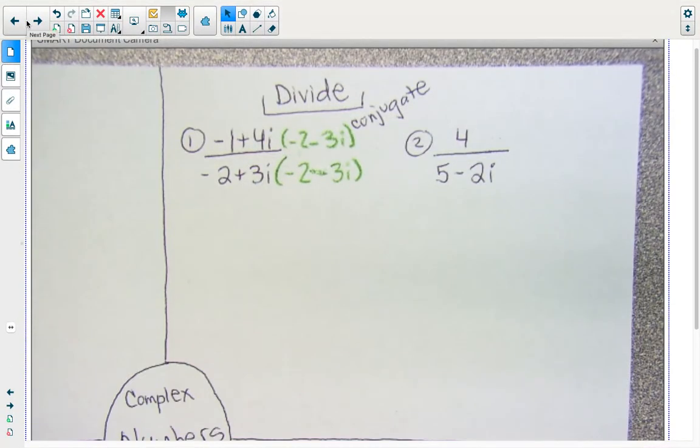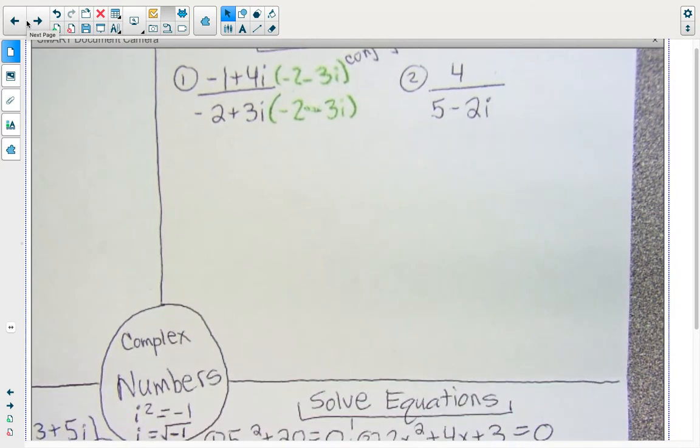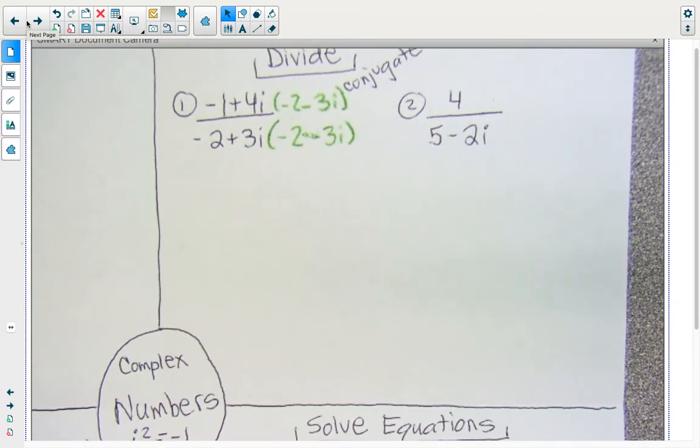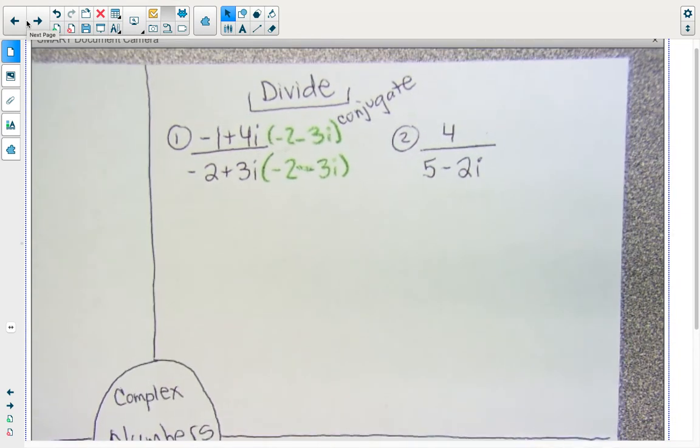All right. In part one of the complex videos, we learned how to add, subtract, and multiply, and then we learned the definition: complex numbers, the imaginary part, i squared equals -1, and i equals the square root of -1. In this video, I'll show you how to divide using something called the conjugate, and then I'll show you how to solve equations.